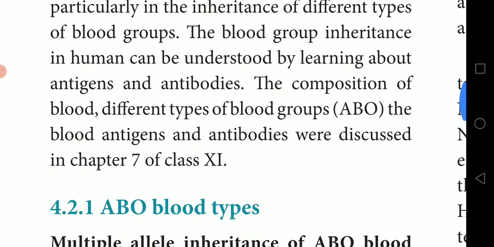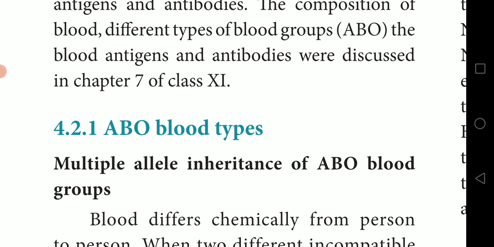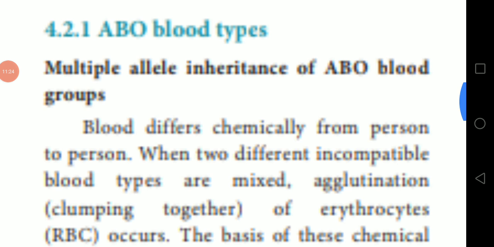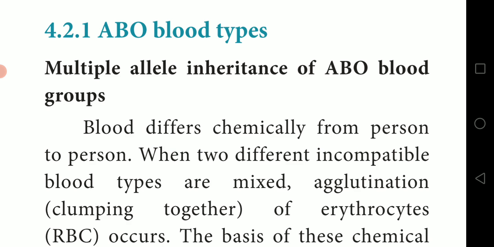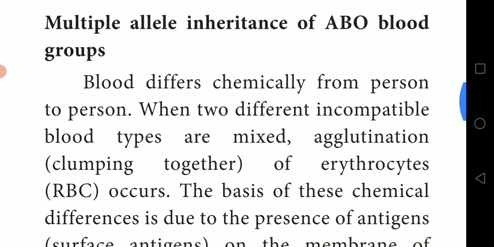So the next topic is based on the human blood groups. The subtopic of human blood group is ABO blood types. Here, what are ABO blood types? We are going to see multiple alleles, the inheritance of ABO blood groups. What is multiple alleles in single genes? 3 or more alleles will be formed. That is because of multiple alleles.